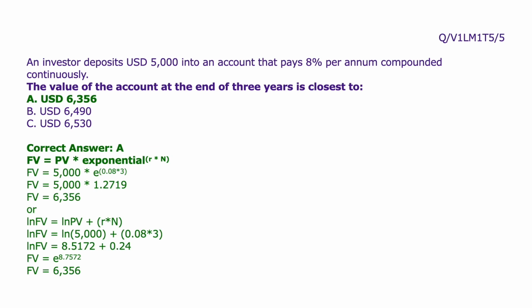This is the formula for future value compounded continuously. Continuous compounding uses exponential to the r times t power instead of 1 plus r to the t power. The future value is slightly higher than with annual compounding.